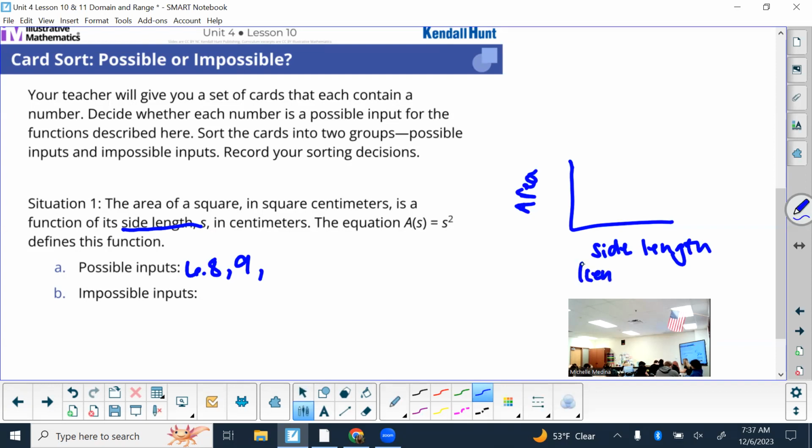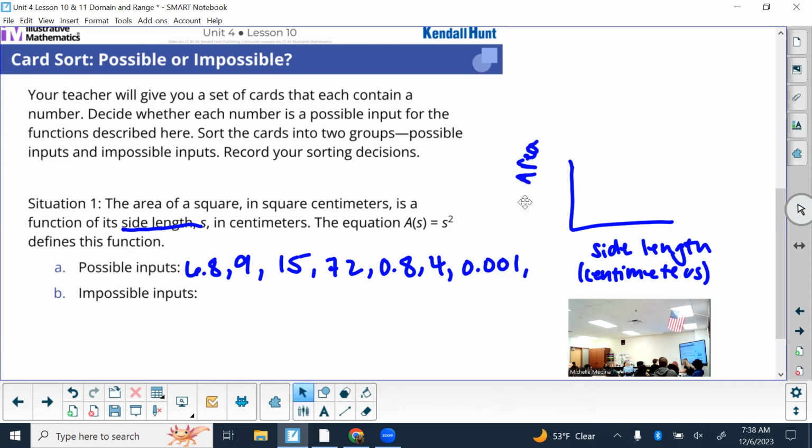Table 6. What did you say again? 15, correct. Table 7, what's another possible one? 72. Table 8, another possible one. 0.8. Table 1, another possible one. Table 2, another possible one. Table, and I'm kind of running out of room. Let me move this up. All right, table 3, another possible one.